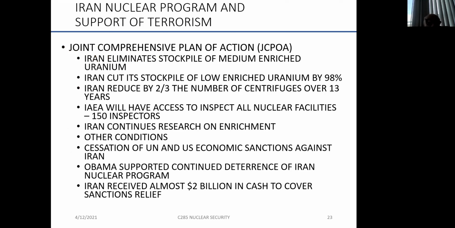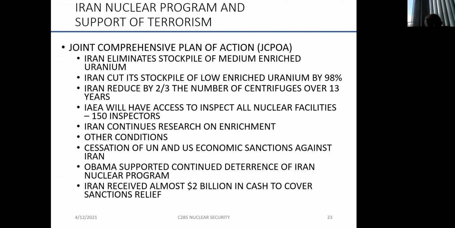Now, here are some of the core elements of the JCPOA, which is the basis for the simulation. Iran pledged to eliminate its stockpile of medium enriched uranium. It cut its stockpile of low enriched uranium by 98%, almost wiped it out. It reduced by 2/3 the number of centrifuges over 13 years. So that would be till 2028. It hasn't done that yet.